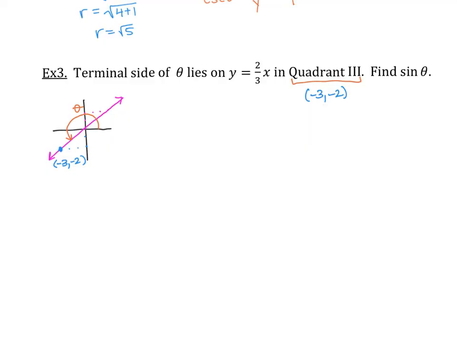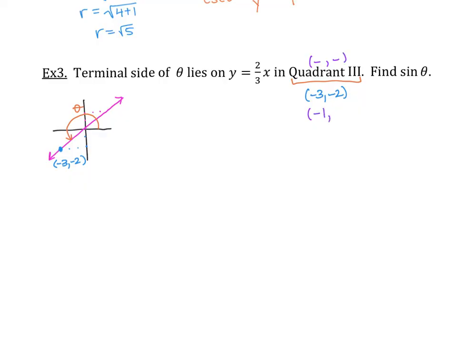Okay, but it could be any ordered pair that's in quadrant 3 and is on that graph. Let me think. If I want to pick a random ordered pair in quadrant 3, I just need a negative x value. If I don't like fractions, I might pick one that doesn't involve fractions. But let's say I pick negative 1.